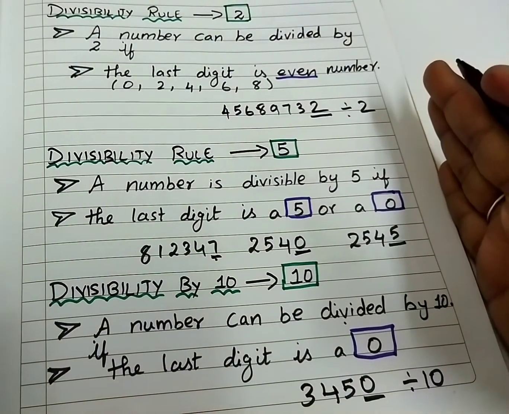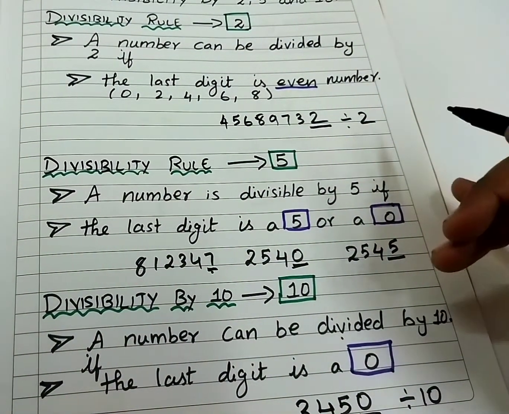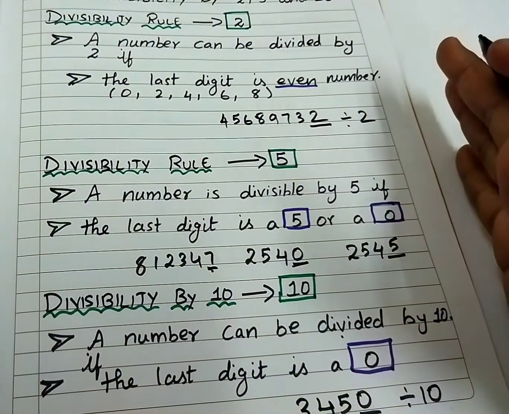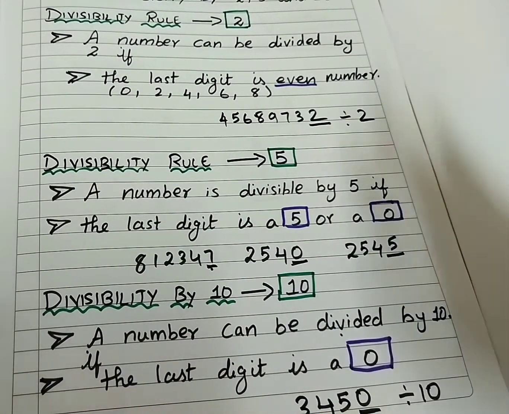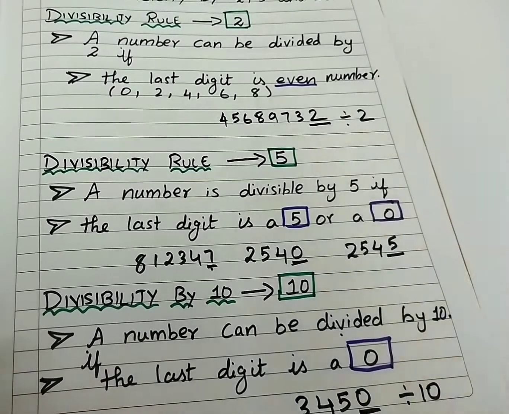So this is the set 2, 5 and 10. Same procedure, the rule is different. Am I clear? So in our part 2, we will learn the remaining numbers.